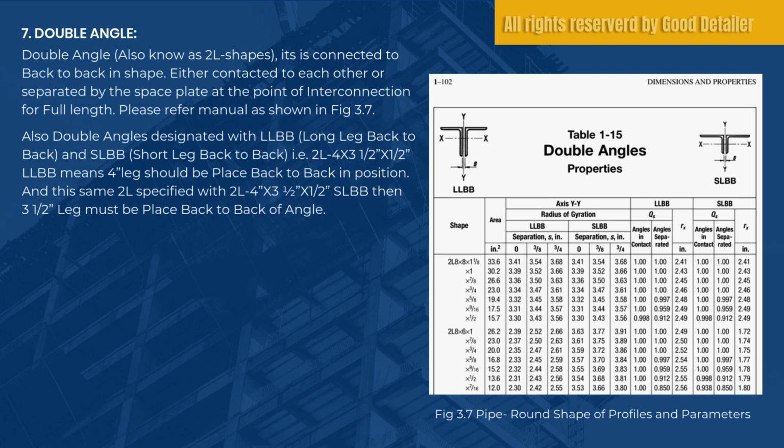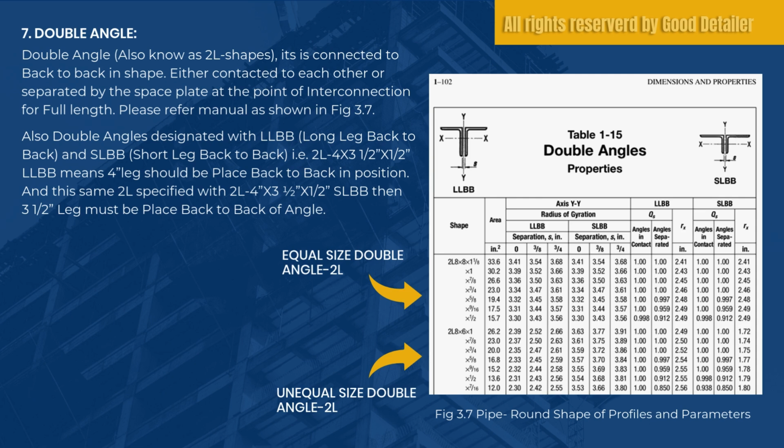Also, double angles are designated with LLBB, long leg back-to-back, and SLBB, short leg back-to-back, i.e. 2L-4 x 3.5-inch x 1/2-inch LLBB means the 4-inch leg should be placed back-to-back in position, and if the same 2L is specified as 2L-4 x 3.5 x 1/2 SLBB, then the 3.5 leg must be placed back-to-back. Equal size double angle 2L.